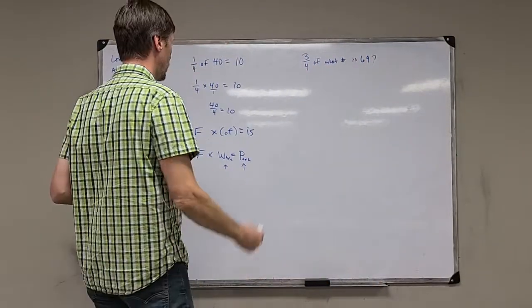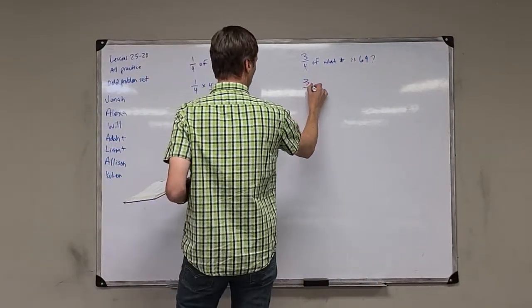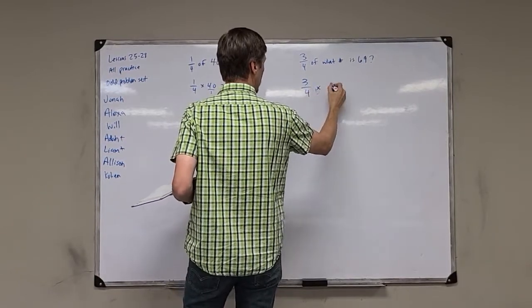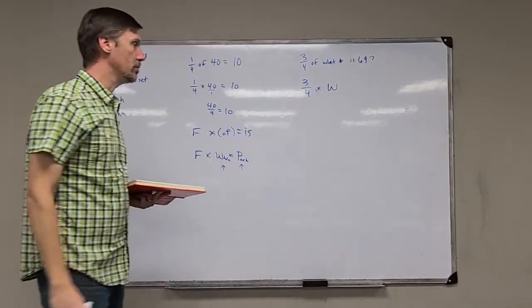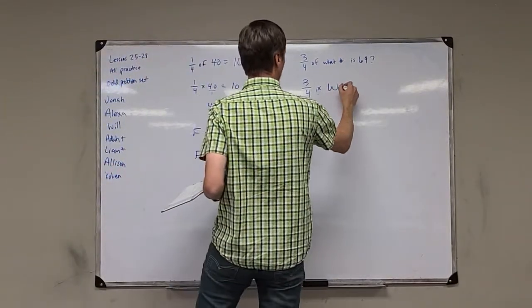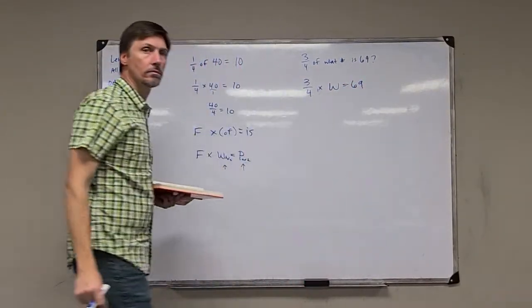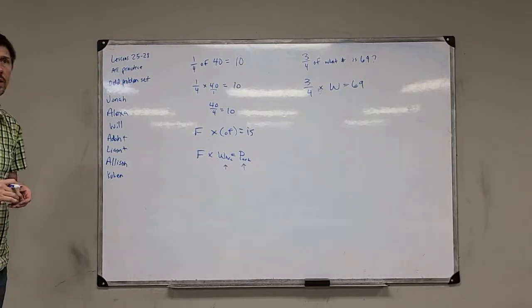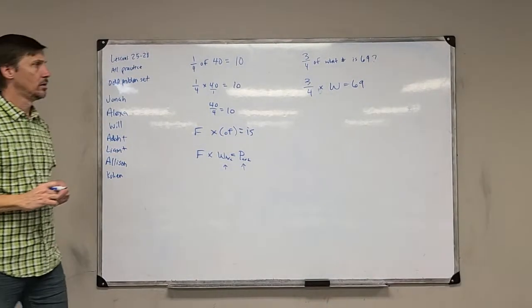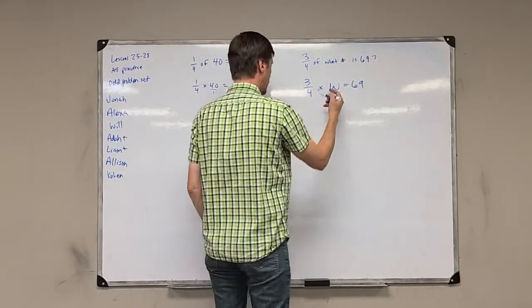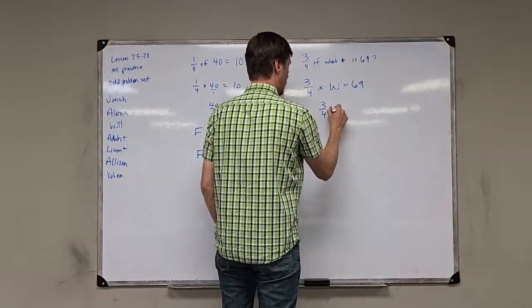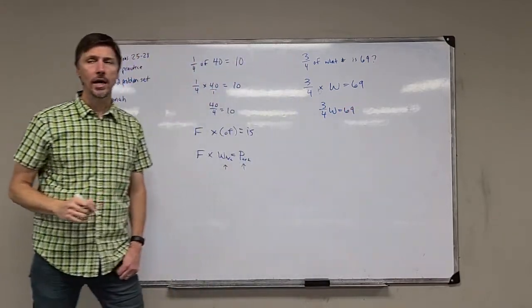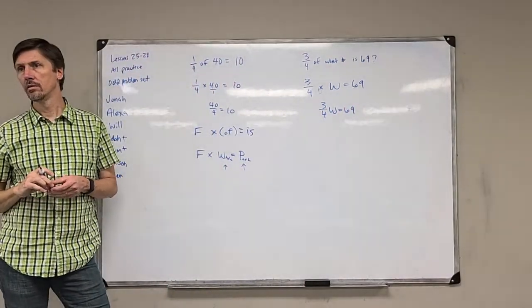And so if we were to write this with variables, we would say 3/4 times some number w equals 69. All right? And this is a simple equation that we then should know how to solve. 3/4 times w, w is just a variable, so I could just write that as 3/4 w equals 69. How do I solve for the w?